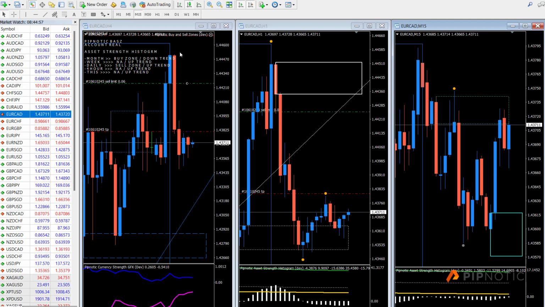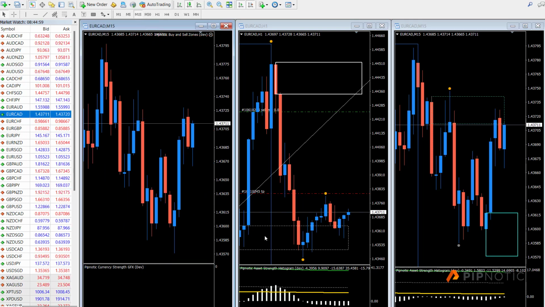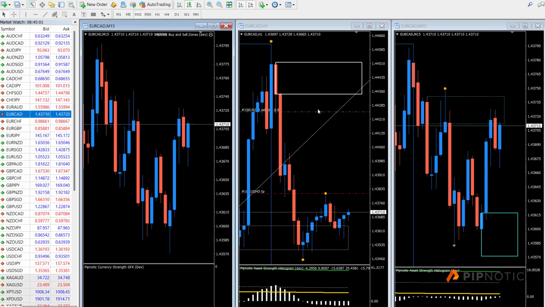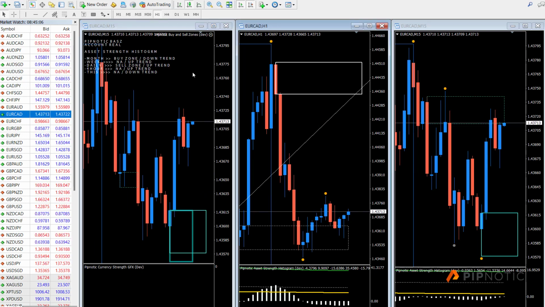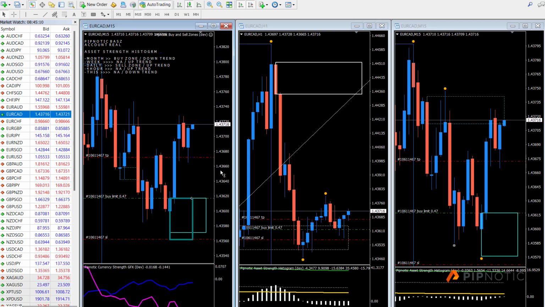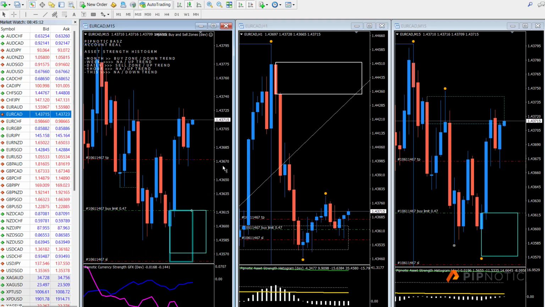But we are down here, this is the 15-minute chart. Just here, we've got a nice little area here. I'm going to remove this, this is a little bit further away from price. This is the reasonable area. I'm going to click this on. I'll open the trade, and I'll leave that.